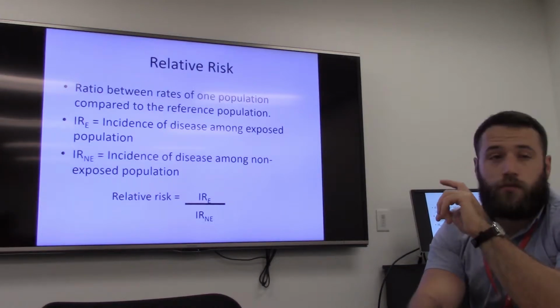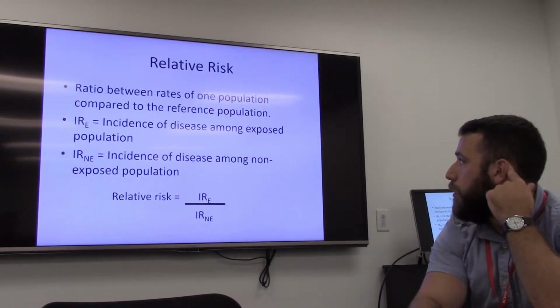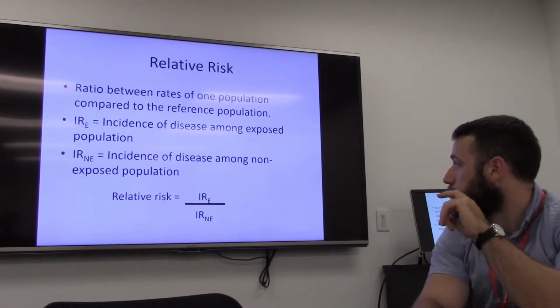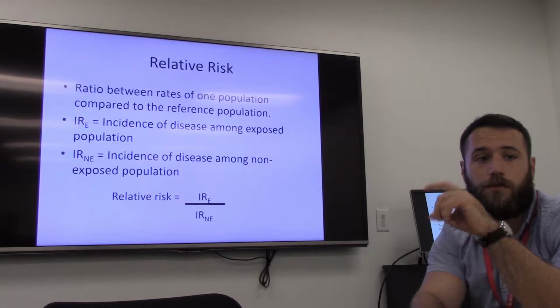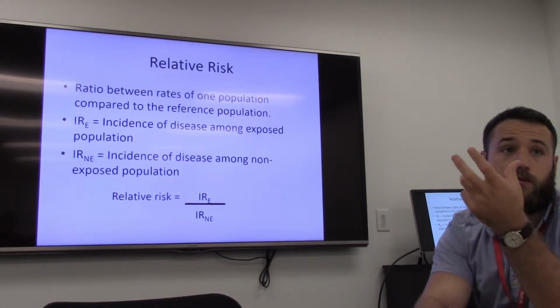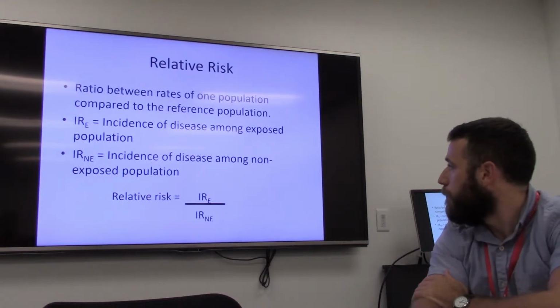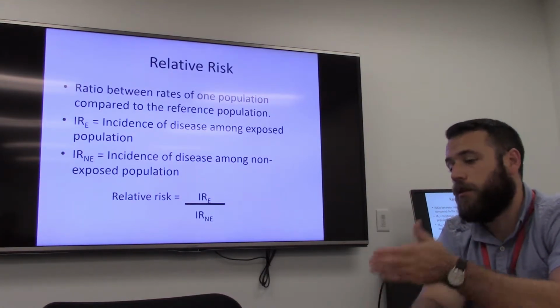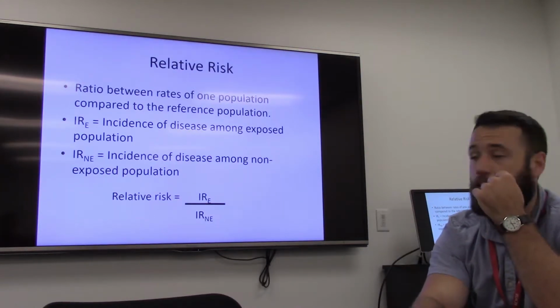So this is more of a ratio. This is a relative comparison. You're looking at the incidence in the exposed divided by the incidence in the not exposed, and this gives you the relative risk of the exposure, or the relative risk of having the outcome of interest in the exposed compared to the unexposed.